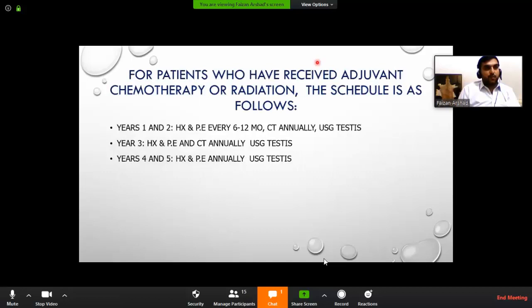And for patients who have received adjuvant chemotherapy or radiation, the schedule is as follows. The first and second year: history and physical examination every 6 to 12 months, CT annually along with ultrasound of the testes. The third year: history and physical examination and CT annually with ultrasound of the testes. And fourth and fifth year: history and physical annually and ultrasound of the testes. We are discussing all this in the 5-year overall survival rate.